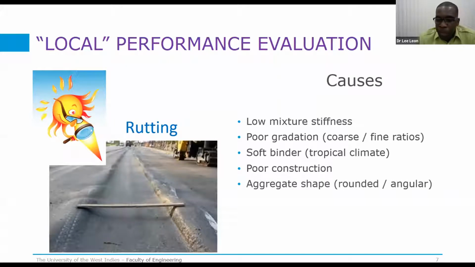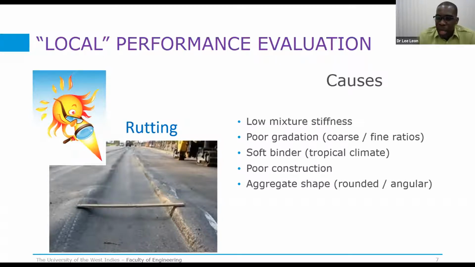Then you have aggregate shape. So you are rounded and angular. Locally, we use an indirect method of selecting the aggregate shape that is required for acceptance of mixtures.